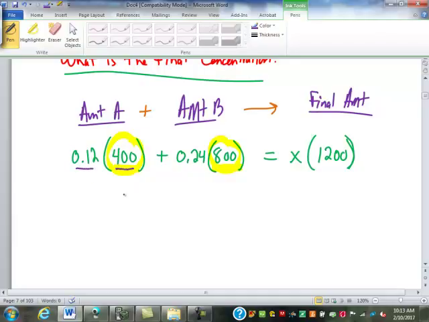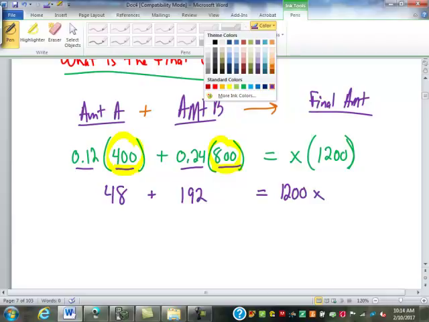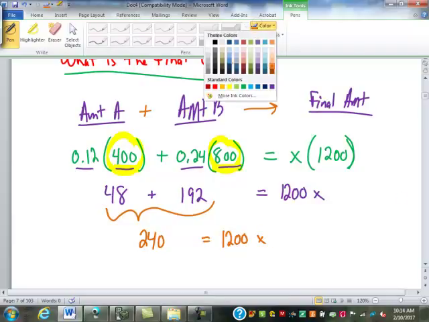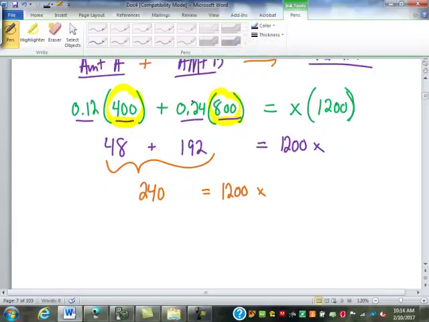So 0.12 times 400 is 48 plus 0.24 times 800. I believe that's 192, correct? Okay. Equals X times 1,200. I'm just going to rearrange that to be 1,200X. Now we can combine the 48 and the 192. It's 240 equals 1,200X. Our last step, divide by 1,200. 240 divided by 1,200 is 0.2 equals X. So that final concentration is 0.2 or 20%.